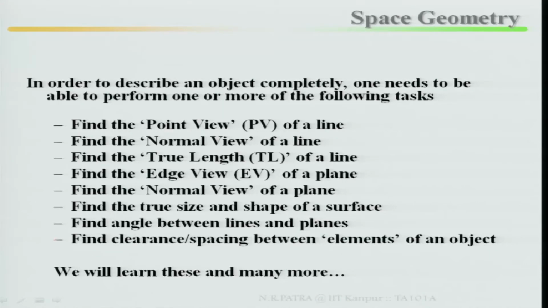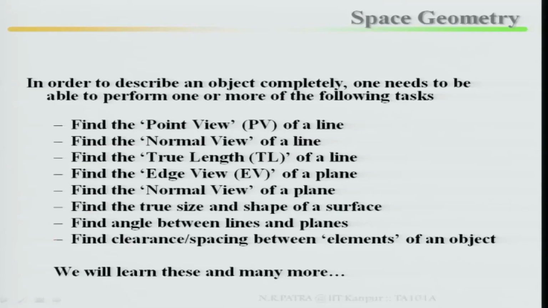Basically, one has to perform the following tasks: line in the space, plane in the space, intersection between line and plane, intersection between plane and plane. In this regard you need to find the point view of a line, find the normal view of a line, find the true length of a line, find the edge view of a plane, find the true size and shape of a surface, find the angle between lines and planes in space, and find any clearance or spacing between elements of an object.